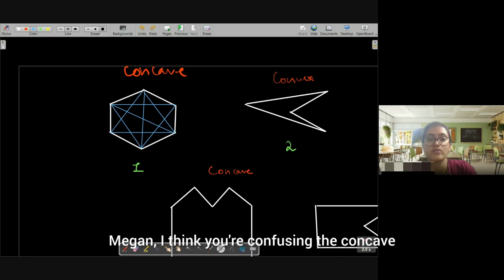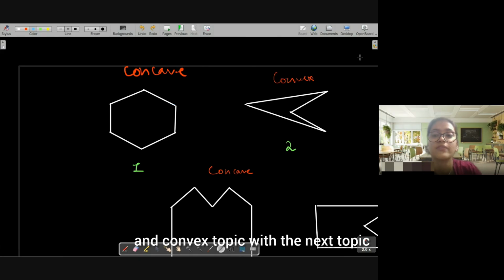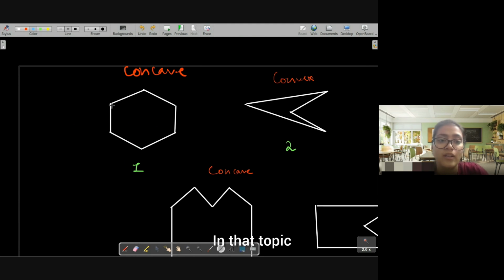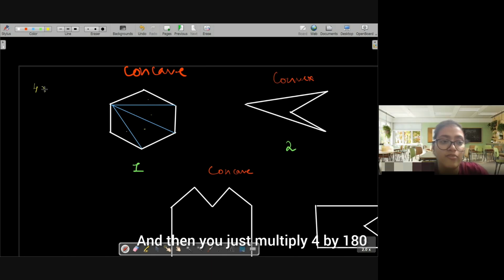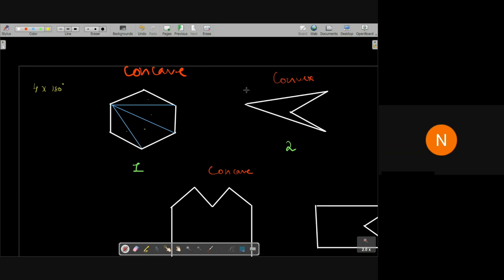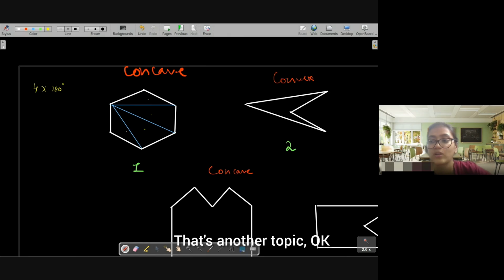Megan, I think you're confusing the concave and convex topic with the next topic, which will be finding out the sum of the interior angles. In that topic, you just connect this. So you have 3 triangles, okay? Sorry, 4 triangles, right? 1, 2, 3, 4. And then you just multiply 4 by 180. That will give you the sum of all the angles. That's another topic, okay?